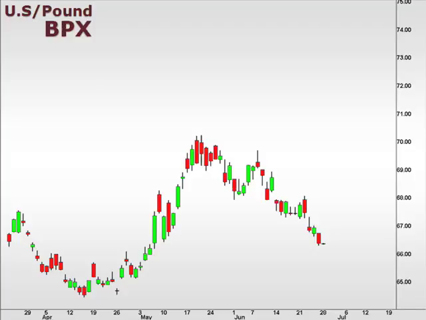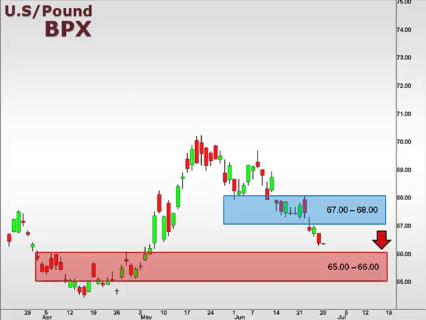Well, the BPX broke below that 67-68 focal zone and appears to be heading towards a test of support within that 65-66 level. Any support here and retracement is likely to meet with resistance back within that 67-68 level.